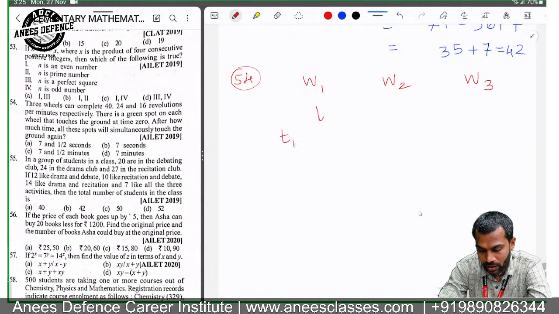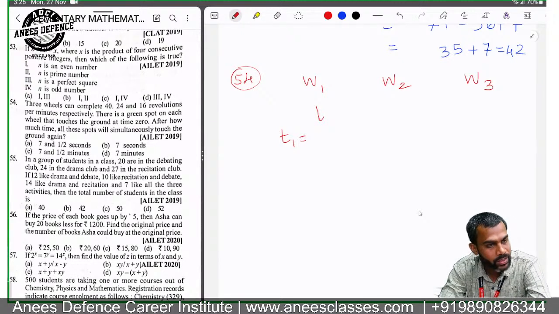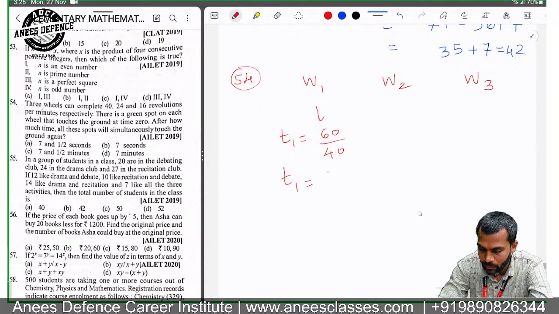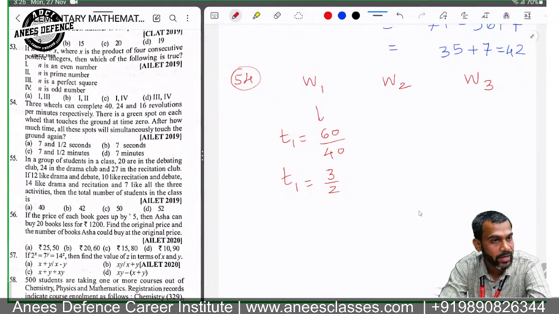So what is T1? T1 is the time taken by wheel 1 to complete its one revolution. So unitary method, very simple. For 40 revolutions, how much time does it take? 60 seconds. So for one revolution, how much time will it take? 60 by 40, that is 3 by 2 seconds. Yes or no? Okay.